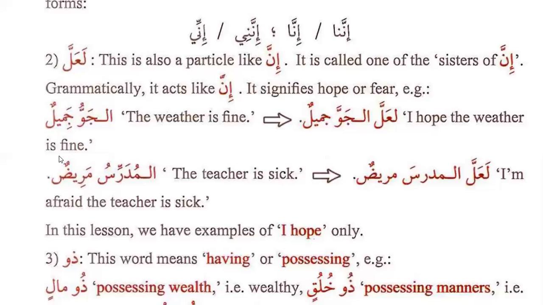Okay. So what happened after the addition of la'alla to jumlatul ismiya? The mubtada becomes ismu la'alla, and the khabar becomes khabar la'alla. And the mubtada becomes fatha, mansoob. Okay.